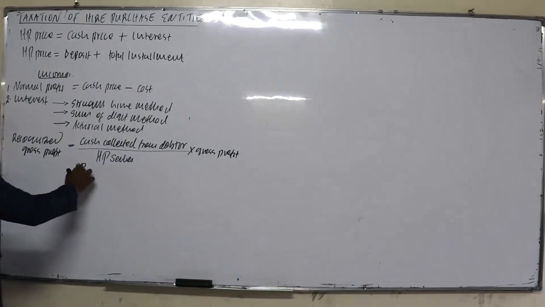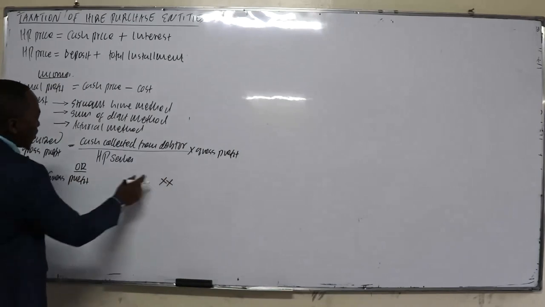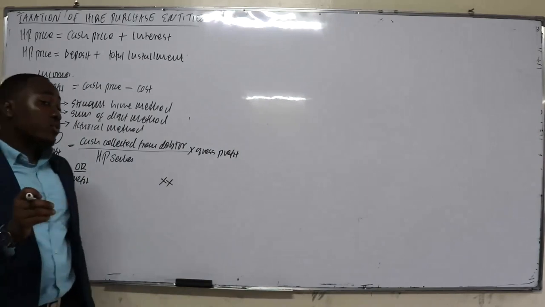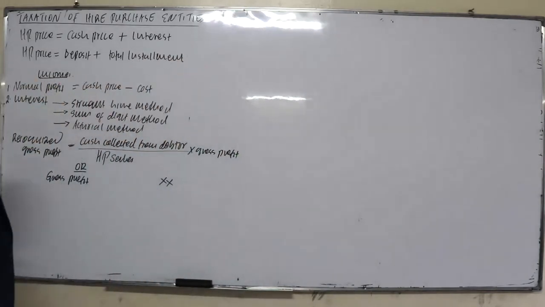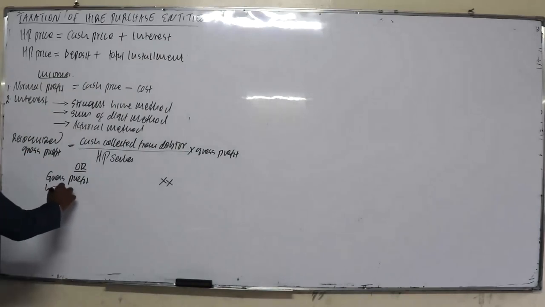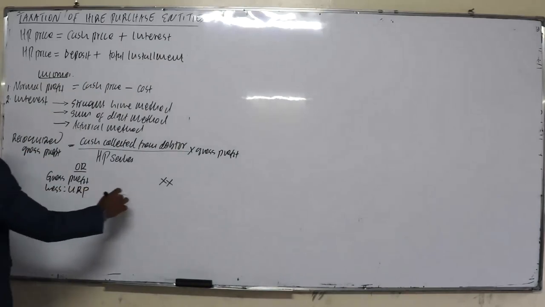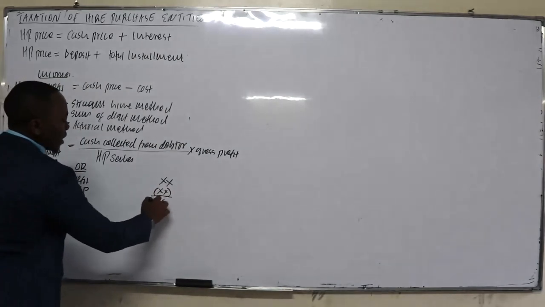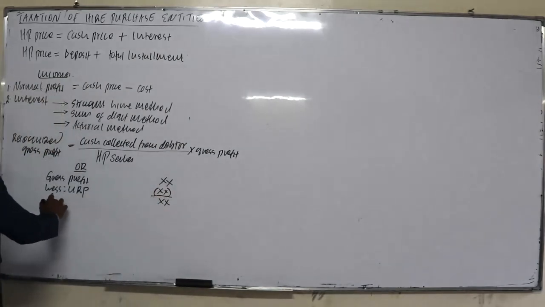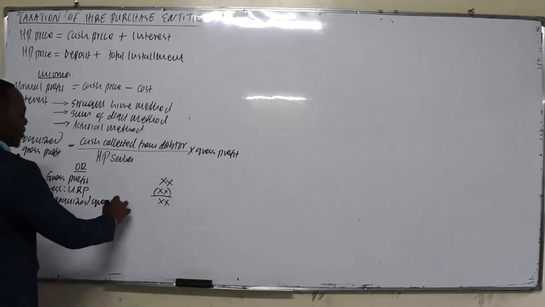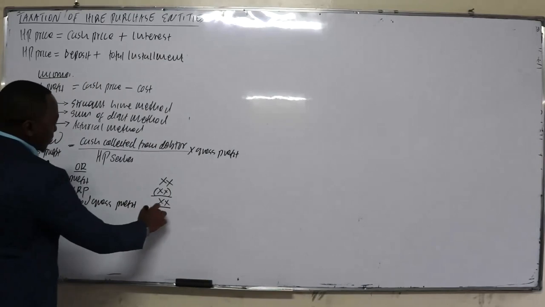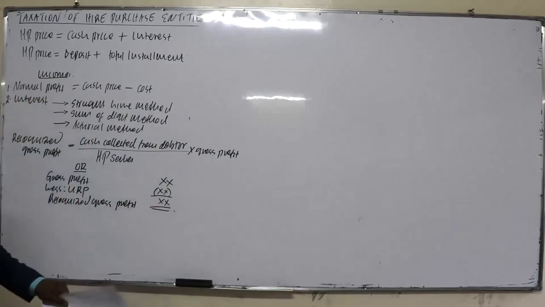That's how you get the recognized gross profit. Or you just take the normal gross profit. But of this gross profit, there is an income which has not yet been realized. You expect to receive it in the future. That's what you call unrealized profit. You raise provision for unrealized profit. And that's how you get recognized gross profit. And how do you determine the provision for unrealized profit?